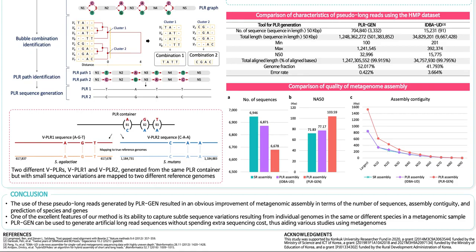In this study, we present a new method called PLR-GEN for generating pseudo-long reads. One of the excellent features of our method is its ability to capture subtle sequence variation resulting from individual genomes in the same or different species in the metagenomic sample. PLR-GEN can be used to generate artificial long-read sequences without spending extra sequencing cost, thus aiding various studies using metagenomes. Many existing metagenomic assemblies generated by only using short reads are a good target of PLR-GEN.